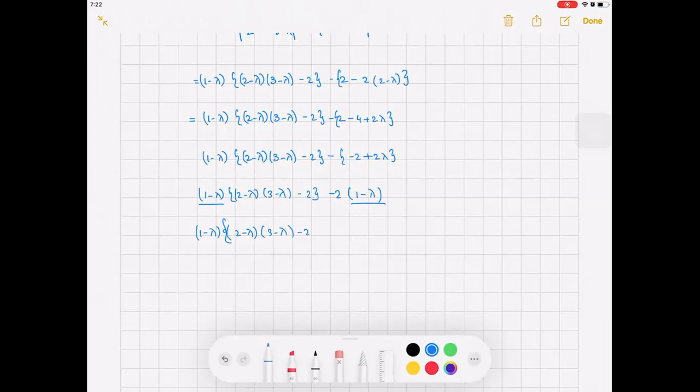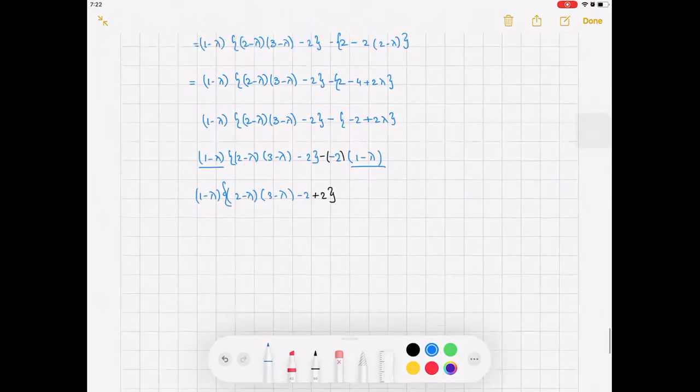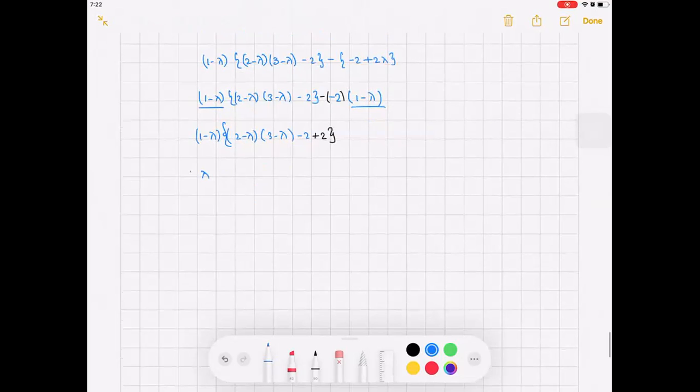Here I made a small mistake. Okay, minus 2. So here there is a minus, so it will be minus of minus 2. This is actually minus 2 here plus 2. So lambda, 1 minus lambda, 2 minus lambda, 3 minus lambda. So this is equal to 0. This is our characteristic equation, and therefore we get lambda is equal to 1, lambda equal to 2, and lambda equal to 3.